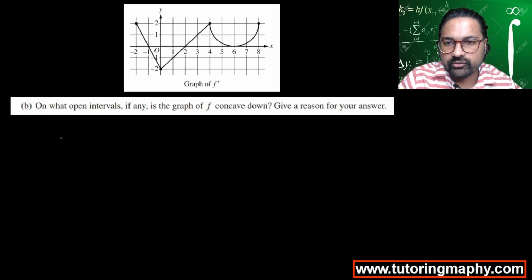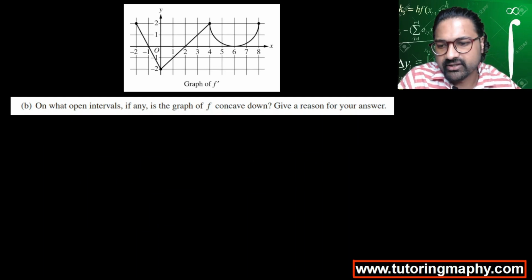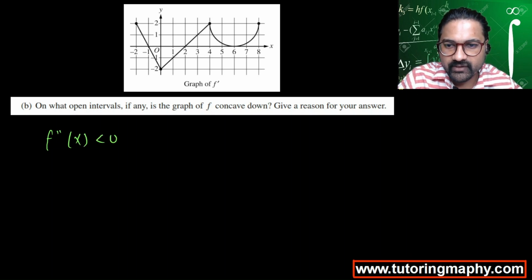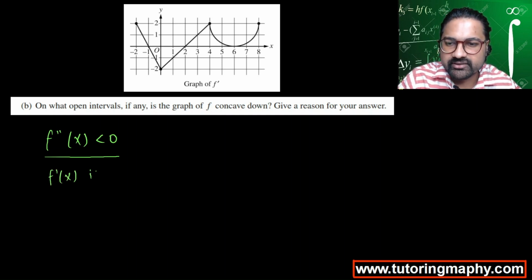Next question: on what open intervals, if any, is the graph of f concave down? Let's ask ourselves, when is the graph of a function concave down? When its second derivative is negative, less than 0. What is the meaning of this with respect to f prime? If f double prime is negative, don't you think it means that f prime of x is decreasing? The other way around will be easy to understand.